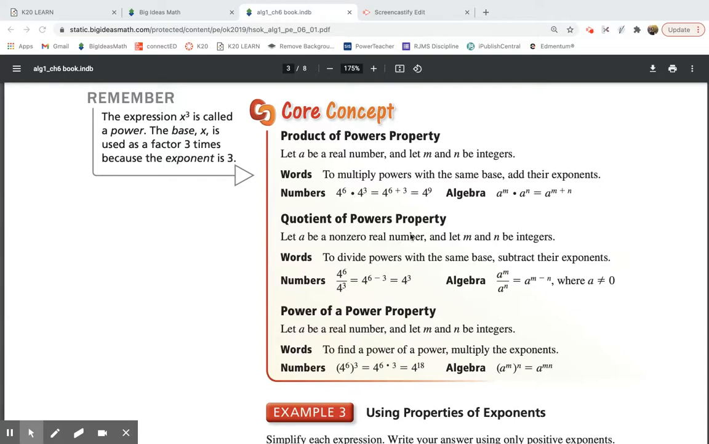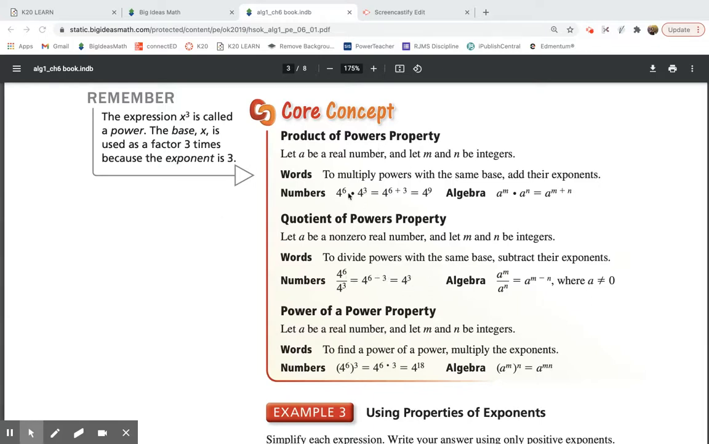Now let's look at quotients with powers. So it says to divide powers with the same base, subtract their exponents. So for example, we have 4 to the 6th power over 4 to the 3rd power. That means divided by. Since their bases are the same, it's both a 4, I can subtract my exponents. So I have 4 to the 6 minus 3 power. 6 minus 3 is 3. So that would be 4 to the 3rd power.